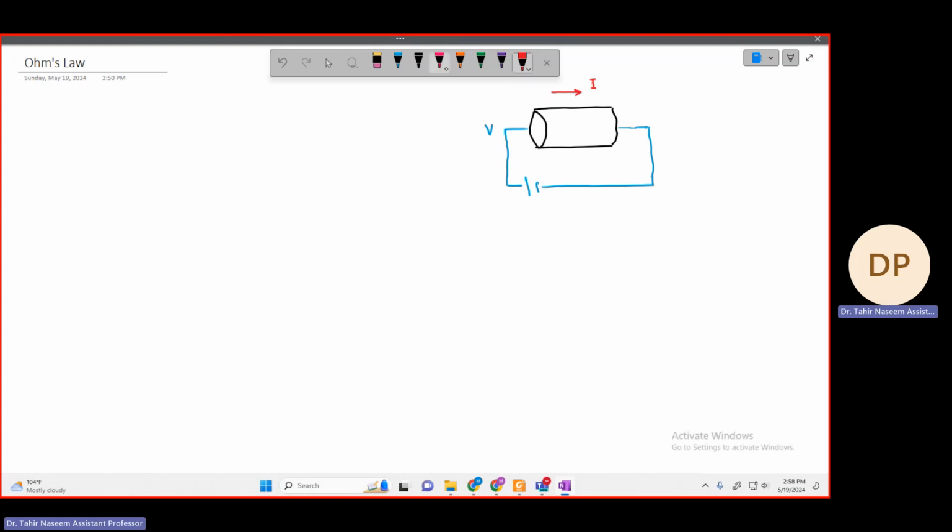Basically, what is happening due to the application of the potential is that the electrons will start moving in a conducting material in one direction, due to which we say a current is established. So this is the direction of electronic current, but conventionally we say the charges are moving in this direction, right? So this is conventional current.